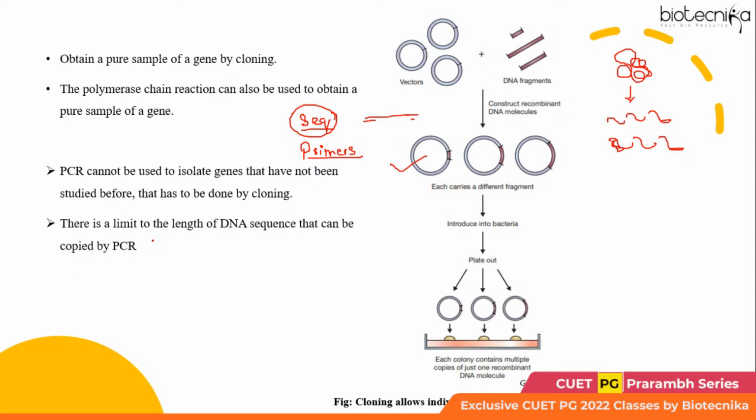The second reason is that there is a limit to the length of DNA sequence that can be copied by PCR. 5 kilobases can be copied fairly easily. But if you have a segment up to 40 kb, then you have to use a specialized technique, right? Human genes are very large. So cloning is used if an intact version of a long gene is required. Gene cloning is therefore the only way of isolating long genes or those that have never been studied before.